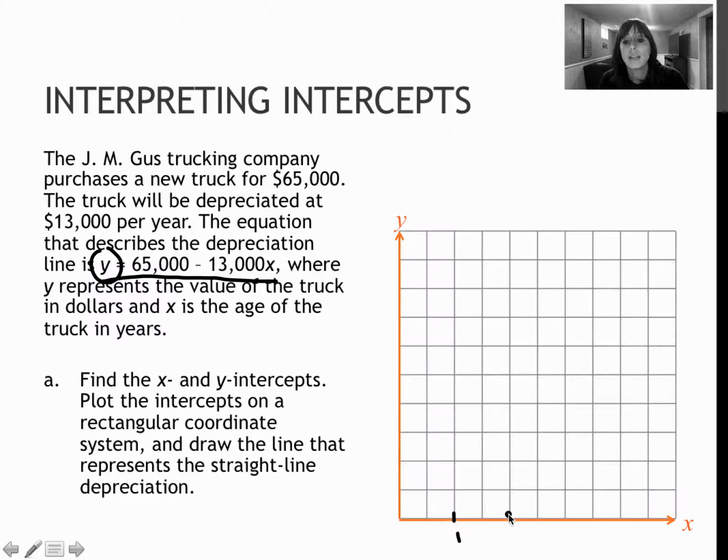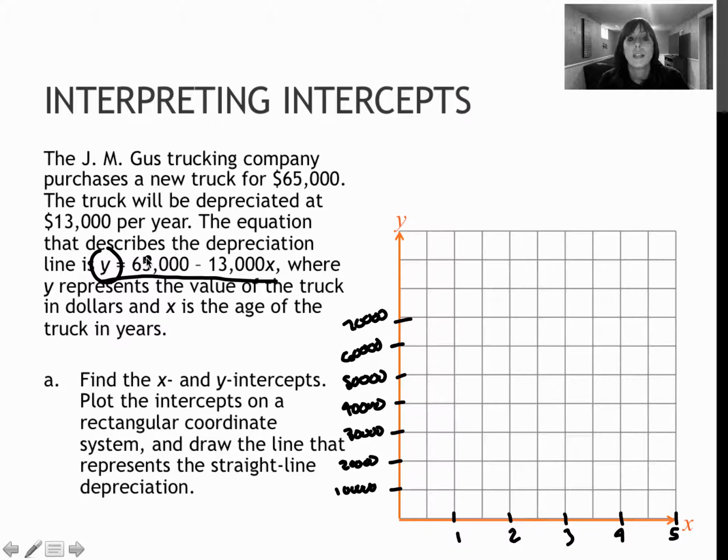So we're going to do that, and we're going to plot them on this coordinate plane. So obviously I need a scale down here. I'm going to use 1, 2, 3, 4, 5 on the bottom. On the side, let's just go by tens. So 10,000, 20,000, 30,000, 40,000, 50,000, etc.